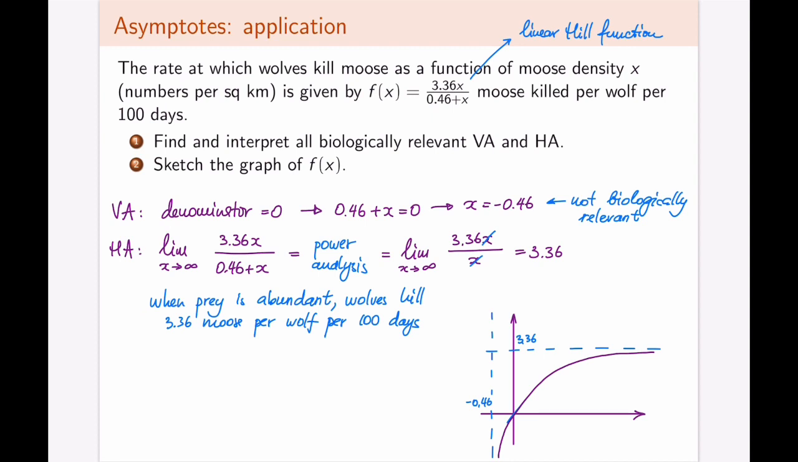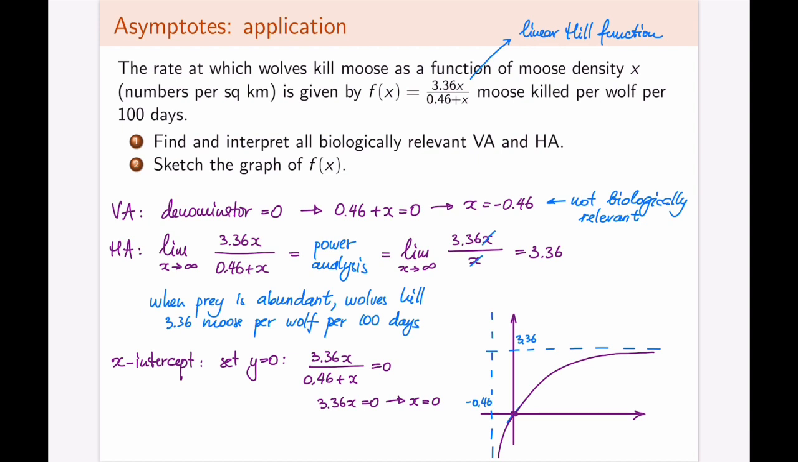One thing that is always a good idea to find and is always easy to find are the x and y intercepts. So let's do it here for the comprehensiveness of this example. The x-intercept we find by setting y to be 0. So my y is 3.36x all over 0.46 plus x. I set this to be 0, and now I have to pause here for a second and think. I have a fraction, it's equal to 0. The only way a fraction is ever 0 is if the top of it is 0. So what I actually have is 3.36x is equal to 0, which of course implies that x is equal to 0. So my x-intercept here is the origin.